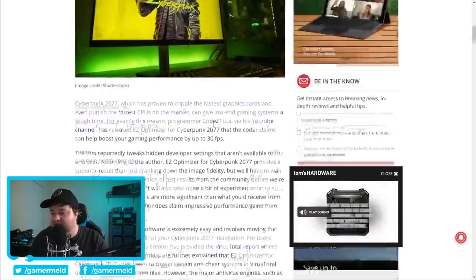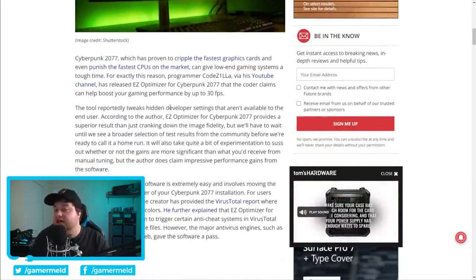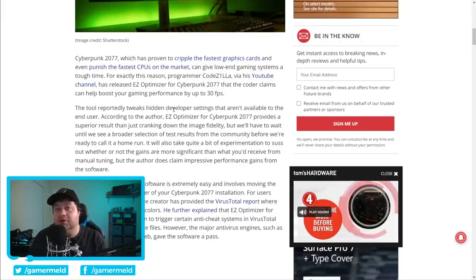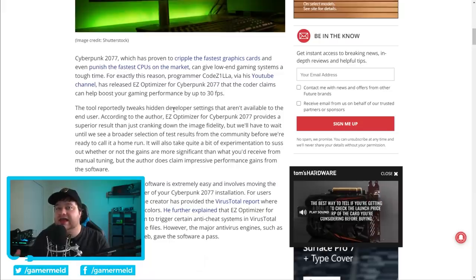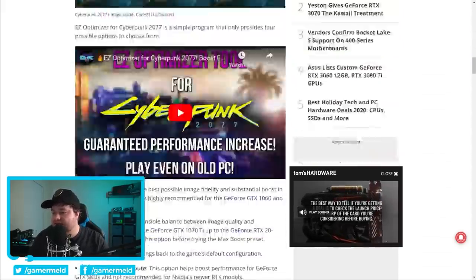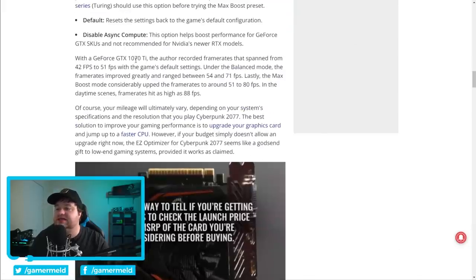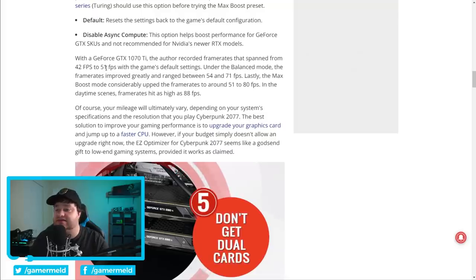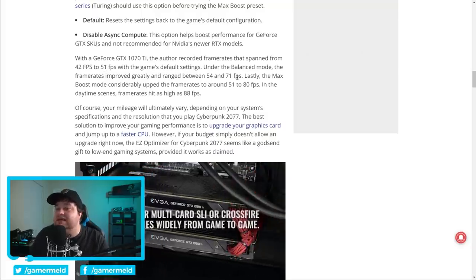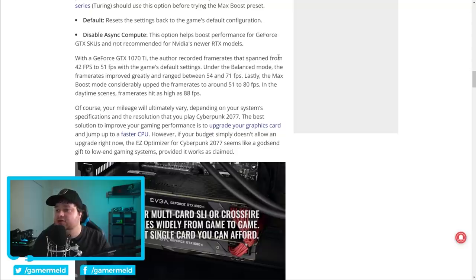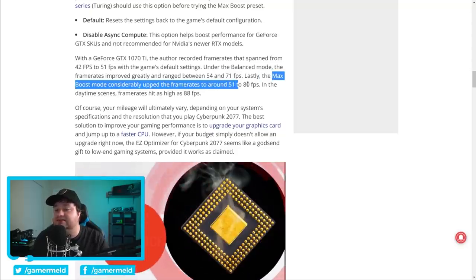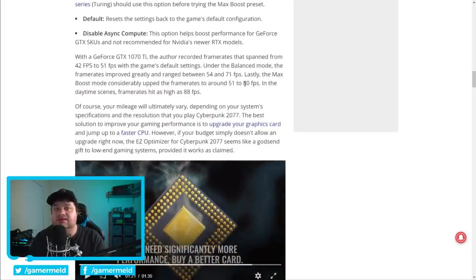Now, according to Tom's Hardware, this is effectively hidden developer settings that you aren't able to see as the end user, but using this easy optimizer, you can actually go in and get much better performance. As you can see down here, he went using a 1070 Ti from 42 to 51 FPS all the way up to 54 and 71 FPS in the highs. And here's the thing though, that's only with balanced mode. If you do max boost mode, it actually ups frame rates as high as 80 FPS. So if you're someone whose hardware is really struggling to get reasonable FPS, whether you're trying to get to 60 or possibly even 30, this could seriously help.